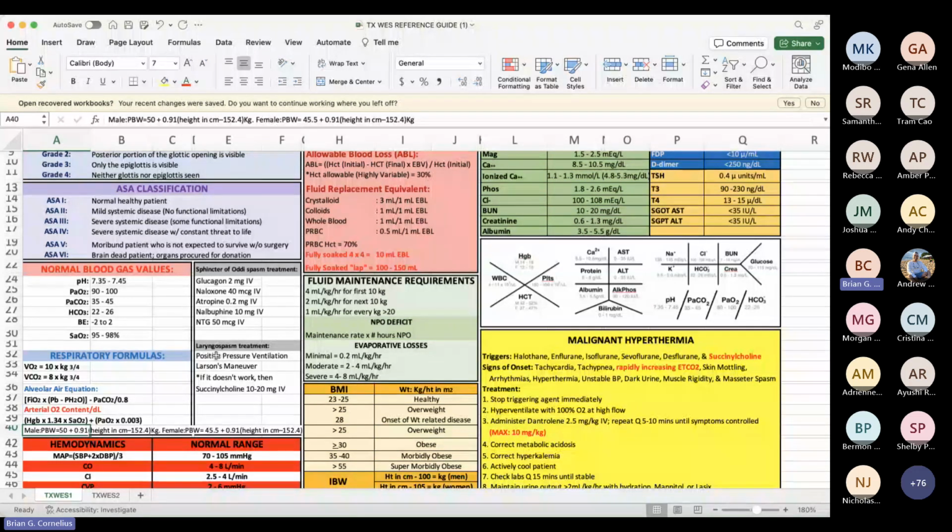A word of caution, in pediatric patients especially, if you're having to give repeated doses of sucks, it tends to cause bradycardia. So keep your atropine close.